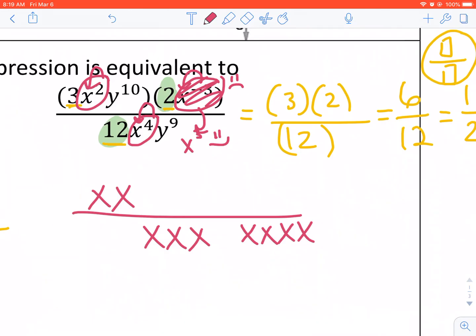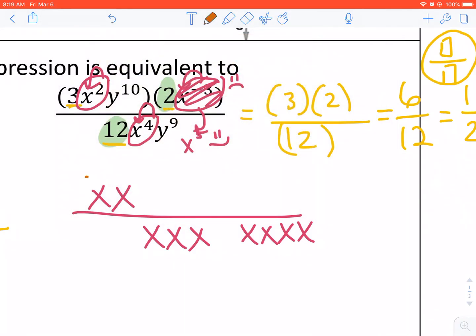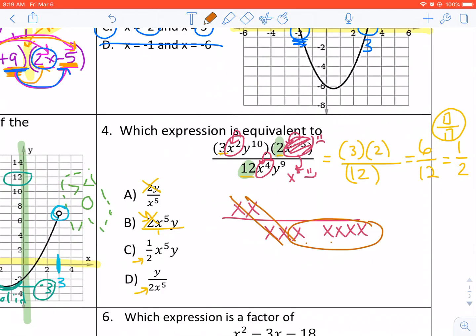And now we start going through, and if we have the same things on top and bottom, we can see if they can divide out. So these will divide out, these will divide out, and all of these are left. How many do we have? 1, 2, 3, 4, 5 x's. So that's where this 5 is coming from. Now where are they? Are they on the top or are they on the bottom? They're on the bottom. Since they're on the bottom, they need to stay on the bottom.